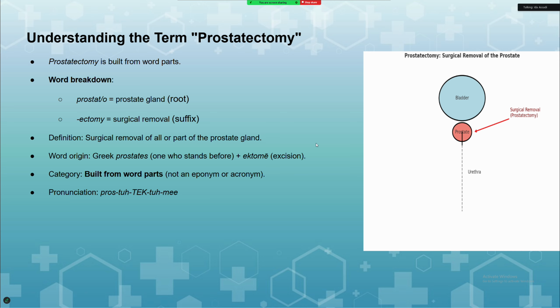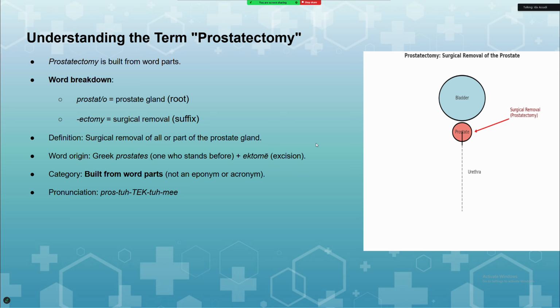The prostate is a small gland in men that plays a role in the reproductive system by producing seminal fluid. The word's root, prostates, actually comes from the Greek for one who stands before, which refers to the prostate's position in front of the bladder. This term is not an acronym or a modern term. It's formed from classic word parts used throughout medical terminology.